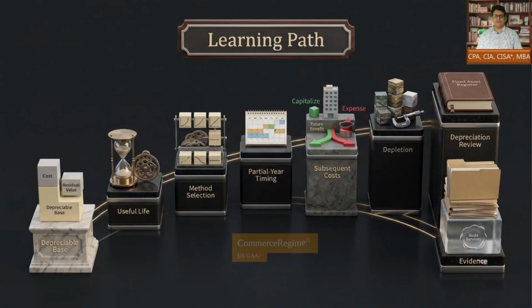Here is a roadmap for video 2. We begin with the depreciable base, which is cost minus residual value. Then we estimate useful life, select a depreciation method, handle partial year timing, analyze subsequent costs, introduce depletion for natural resources, and finish with fixed asset close controls. The goal is not only to compute the amount, the goal is to support the amount with evidence that can survive audit review, management review, and the year end close process.